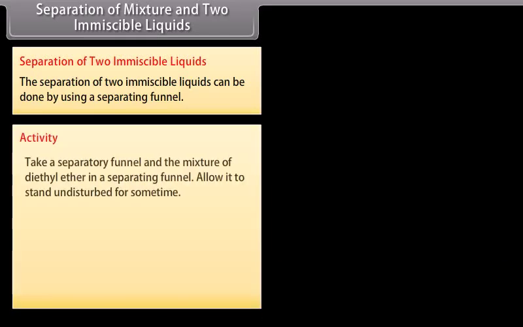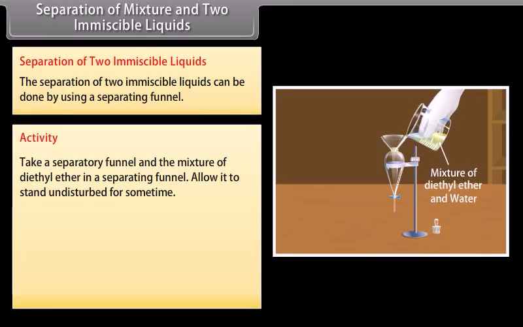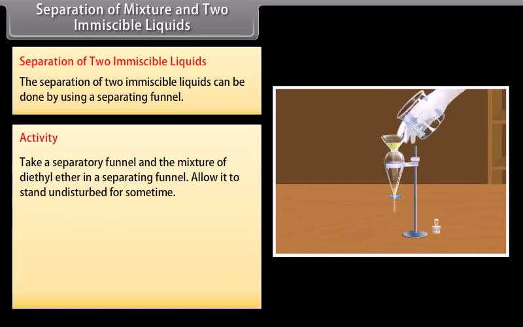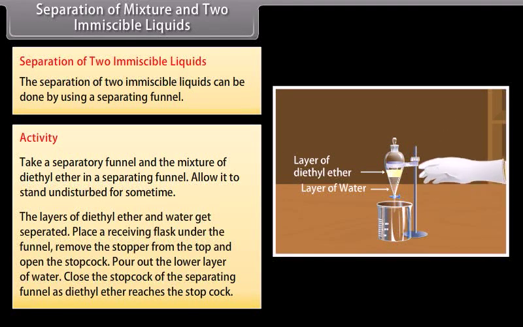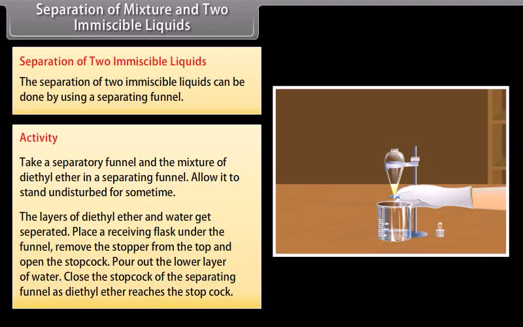Activity. Take a separatory funnel and the mixture of diethyl ether and water in a separating funnel. Allow it to stand undisturbed for some time. The layers of diethyl ether and water get separated. Place a receiving flask under the funnel, remove the stopper from the top, and open the stopcock. Pour out the lower layer of water. Close the stopcock of the separating funnel as diethyl ether reaches the stopcock.